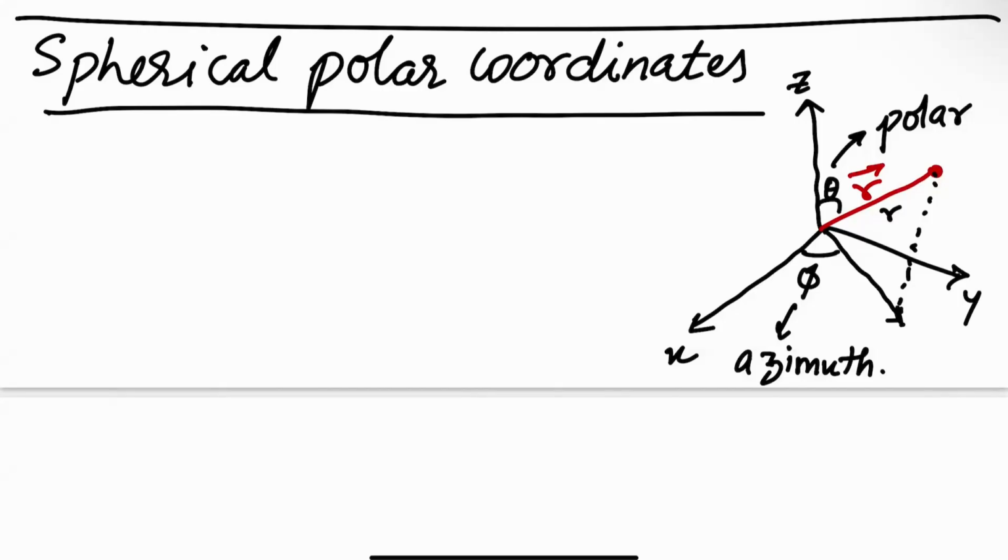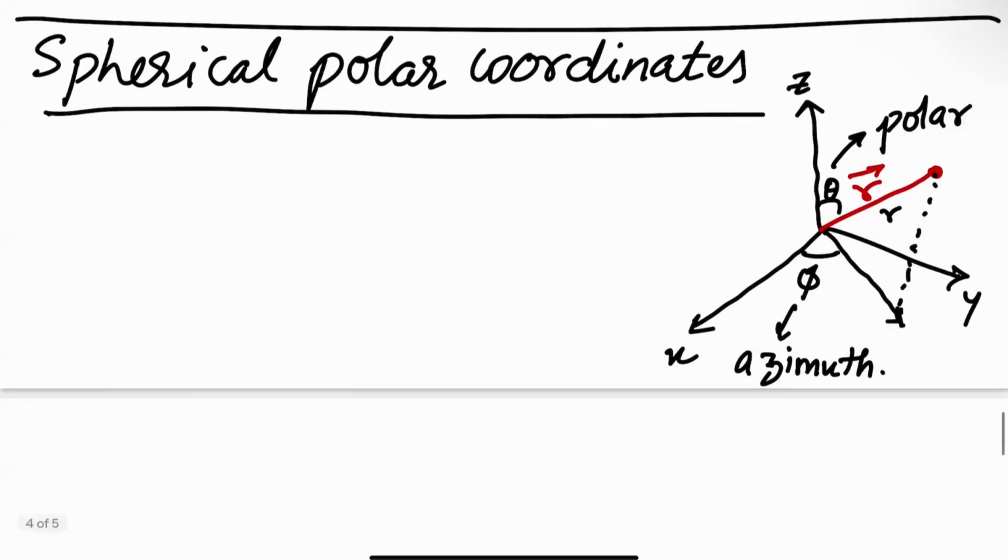Sometimes spherical polar coordinates are also defined by the angle that this vector makes with the xy plane. So that would be 90 minus theta, right? So that's called the elevation angle. So you just be a little bit careful about the difference between spherical polar coordinates and spherical coordinates that are defined with an elevation angle, right? So the equations can be different. Okay.